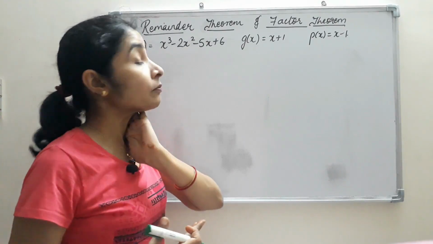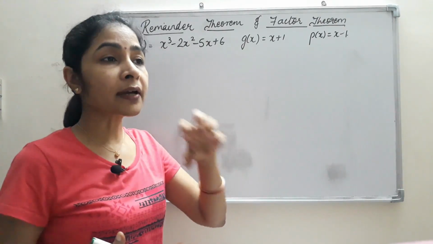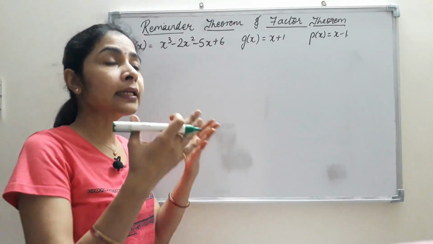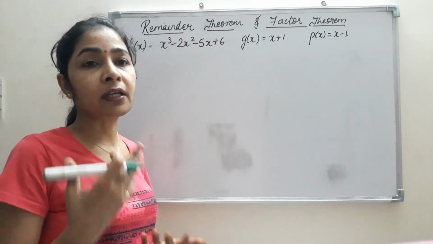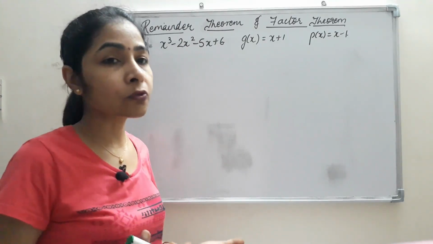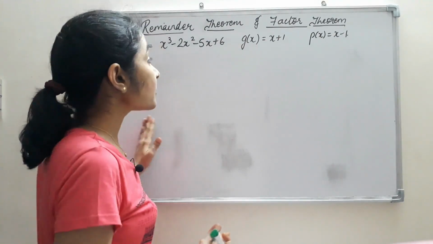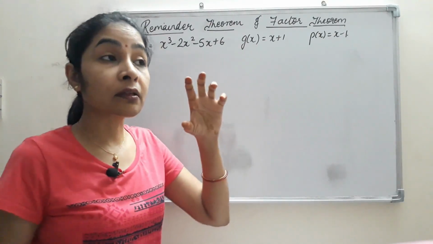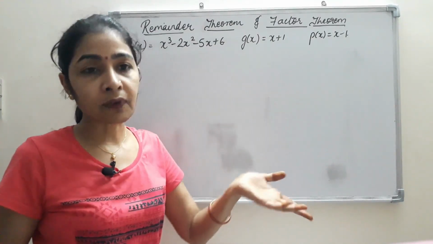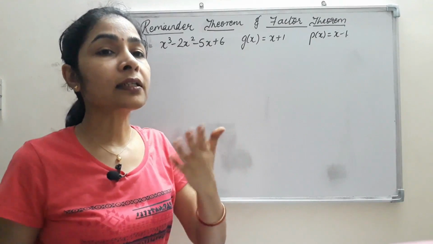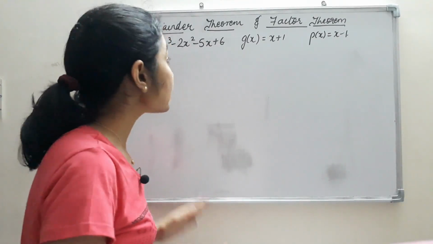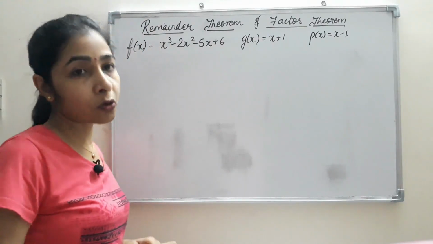Now remainder theorem, what does it mean? When we divide a number by another, then either the number divides completely or there is some remainder left. For example, if I divide 12 by 5, there is a remainder left, 2, and if I divide 12 by 4, then there is no remainder left. In the first case, we say that 5 is not a factor of 12. And in the second case, when the remainder is 0, we say that 4 is a factor of 12. The same thing happens in polynomials also.